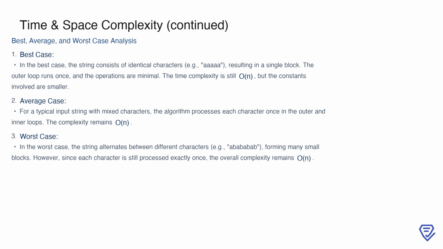For typical input strings with a mix of characters, the algorithm processes each character once in the outer and inner loops, maintaining O(n) complexity. In the worst case, such as a string alternating between two characters, like abababab, the algorithm encounters many small blocks. Despite this, each character is still processed exactly once, so the overall complexity remains O(n).